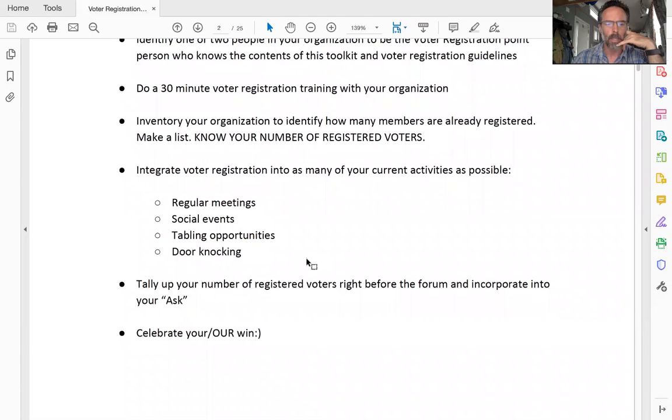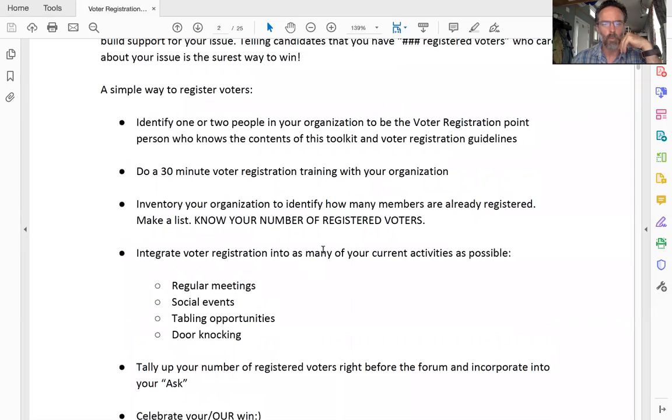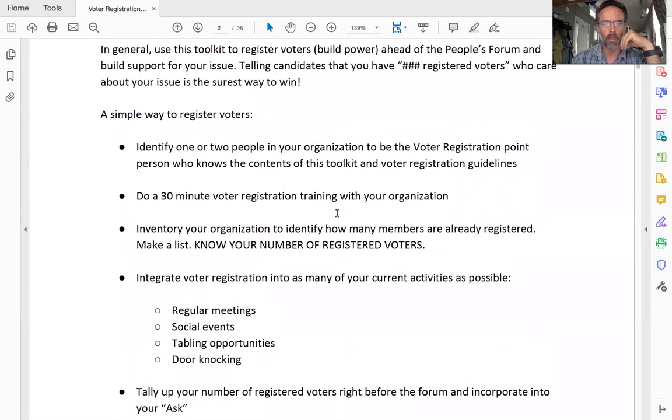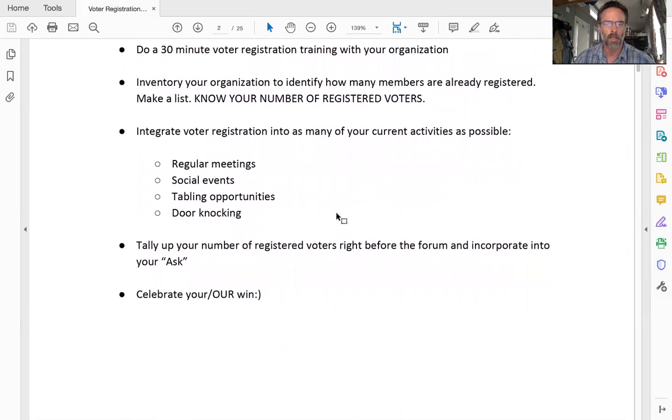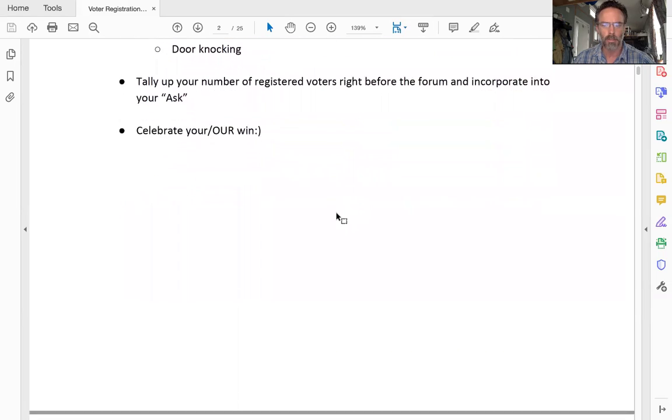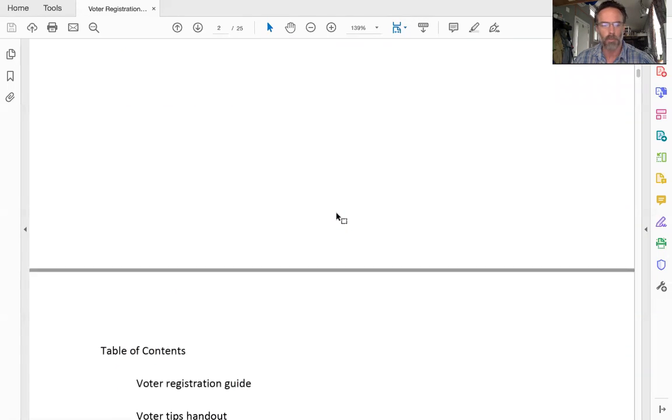Okay. I guess the last thing I'll add to that is, when talking about registering voters, a piece of advice is to know how many registered voters you have, whether that's in your organization or your neighborhood, what have you. And so that's one of the bullet points that Graciela is talking about here. So yeah, I agree. It's pretty self-explanatory, and folks will bump into that when they pick up the toolkit.